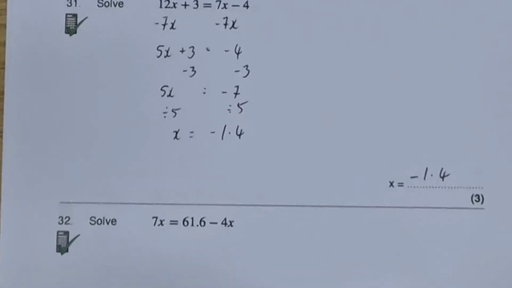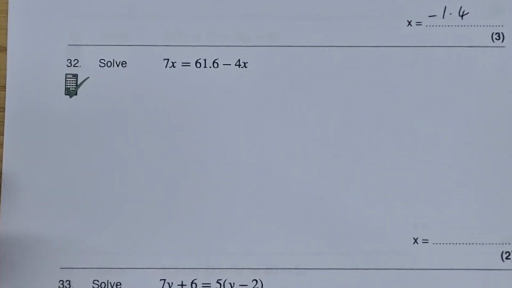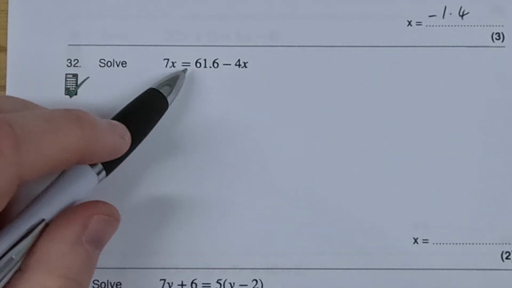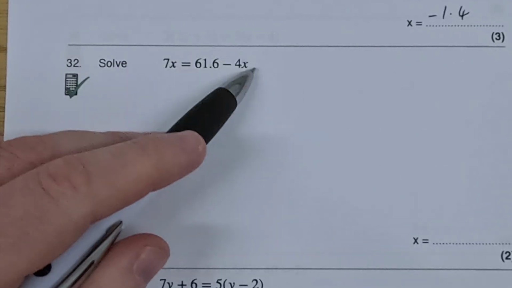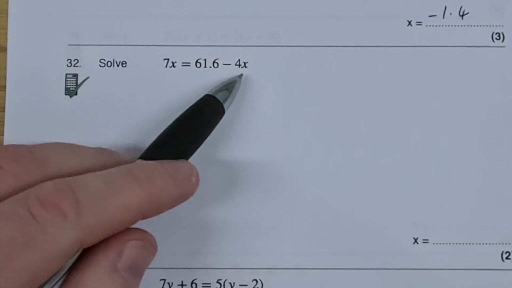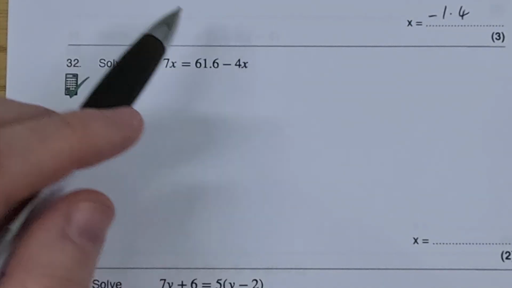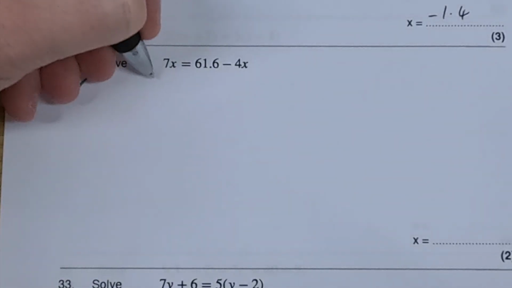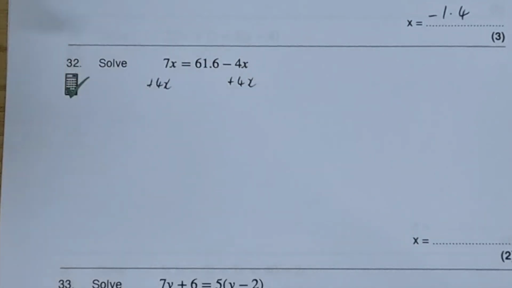Okay, let's look at our next question, question number 32. We've been asked to solve 7x equals 61.6 minus 4x. So here we've got x's on both sides, so let's get rid of the lowest one. So here's 7x, and here we've got minus 4x. So the lowest one is minus 4x. To get rid of these minus 4x, we're going to do the inverse, which is add 4x to both sides. So add 4x to the left-hand side, and add 4x to the right-hand side.